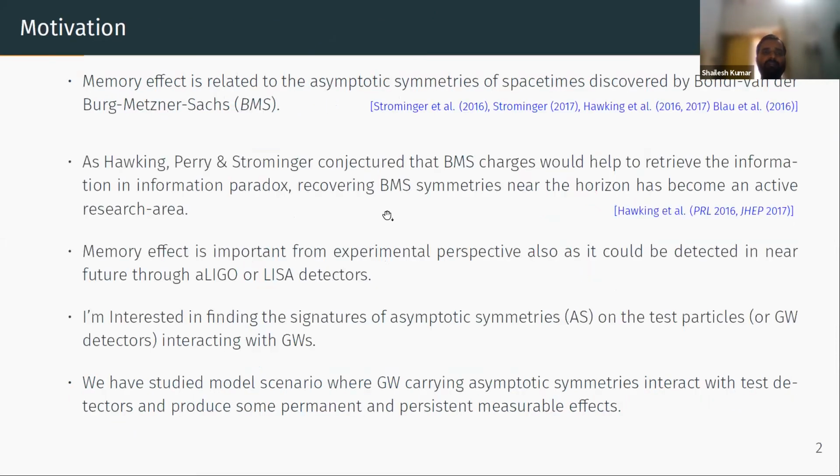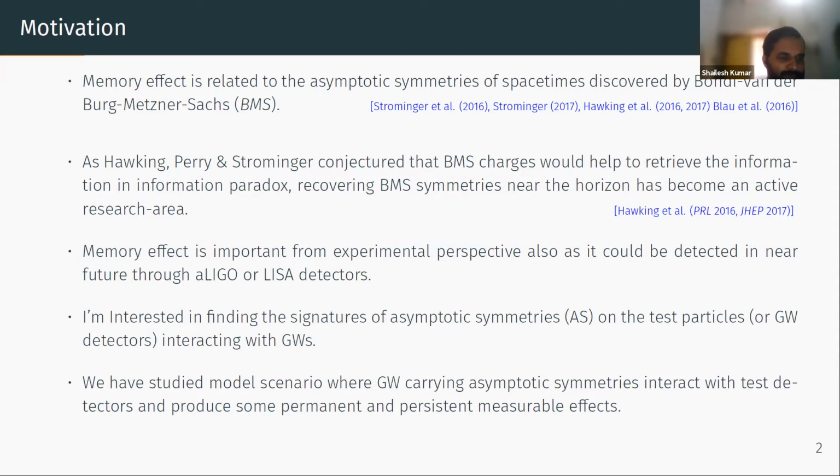The direct motivation for the gravitational memory effect comes from two perspectives: one theoretical and the other experimental. From the theoretical perspective, the memory effect is directly related to asymptotic symmetries of space-time, which were originally discovered by Bondi, van der Burg, Metzner, and Sachs in the early 60s. As a recent progress, Hawking, Perry, and Strominger conjectured that the BMS charges would help to retrieve information in the information loss puzzle. Due to this, recovering BMS symmetries near the horizon has become an active area of research.